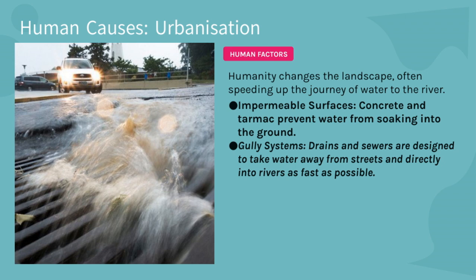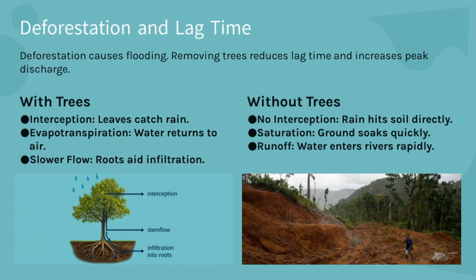This is why urban planning is so important. If towns and cities are built without enough green spaces, flood storage areas, or sustainable drainage, the risk of flooding can become much worse. Another important human cause is deforestation. Deforestation means removing trees from an area. This can happen for farming, housing, roads, logging, or other forms of development.